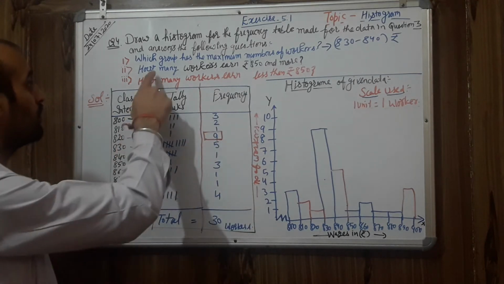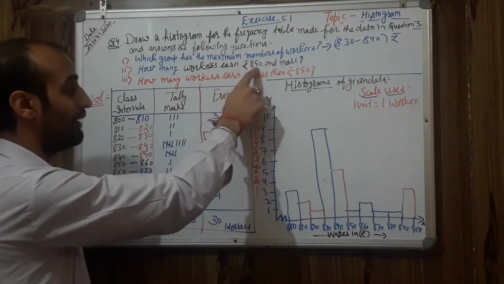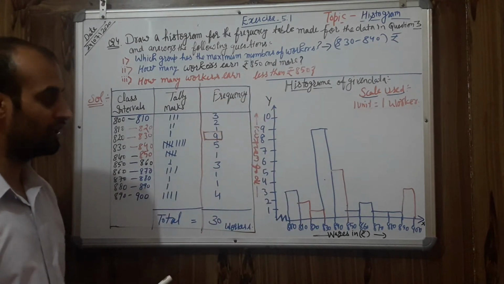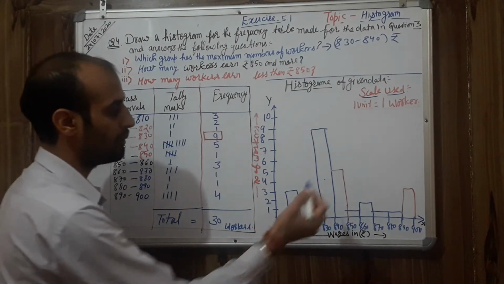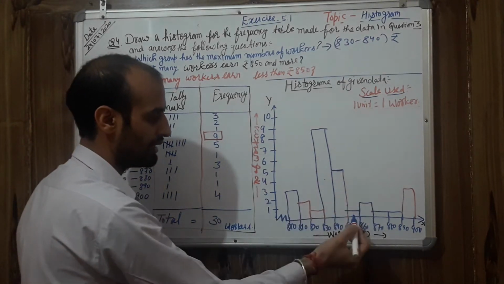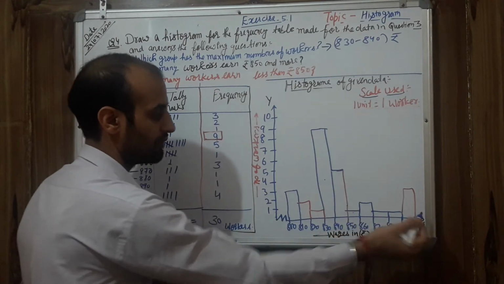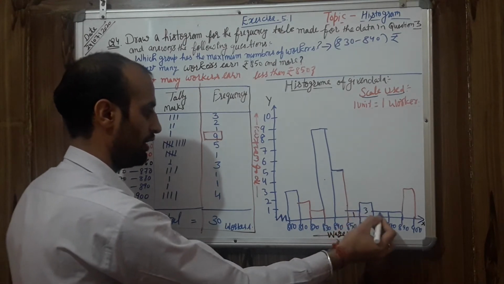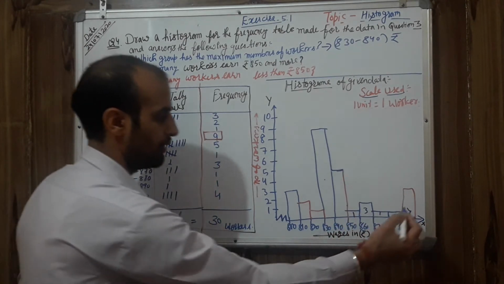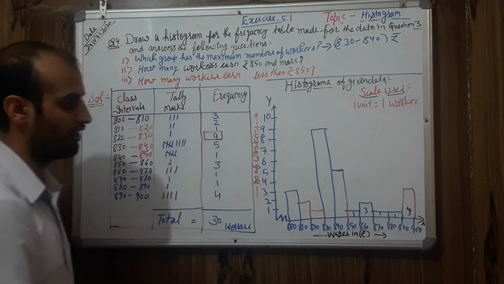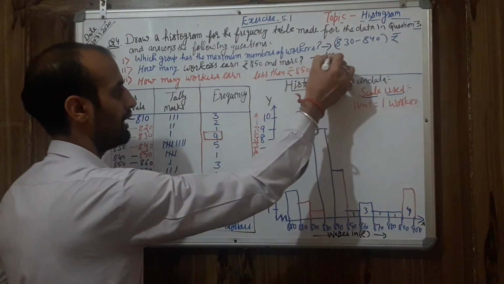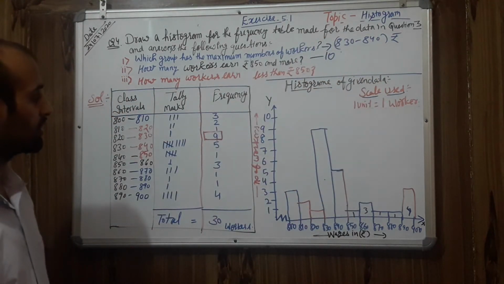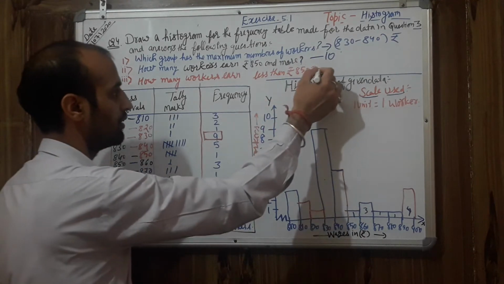Next question: how many workers earn 850 and more than 850? That means how many are earning 850 or more. On the board you can see here is 850. Then we need to add only these. So what are these? This is 1, 3, 1, 1 and 4. So add these: 4, 5, 6, 7, 8, 9, 10. So we have only 10 workers. 10 workers are earning 850 or more.